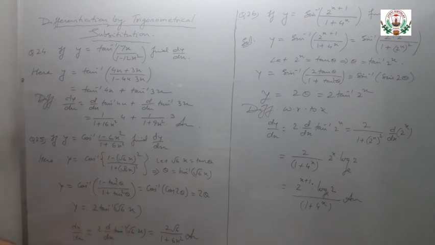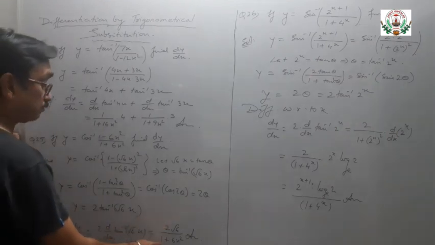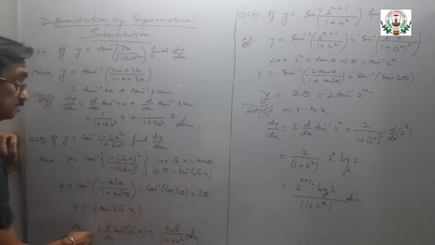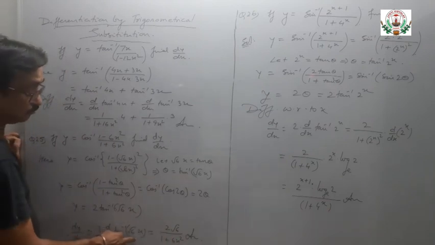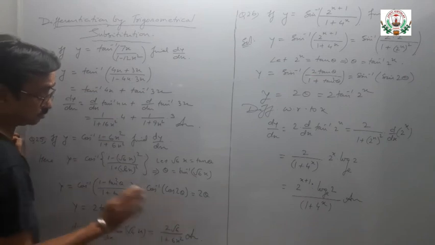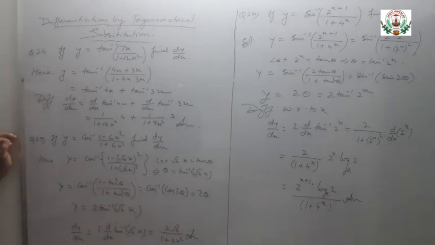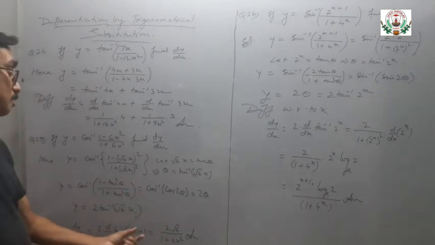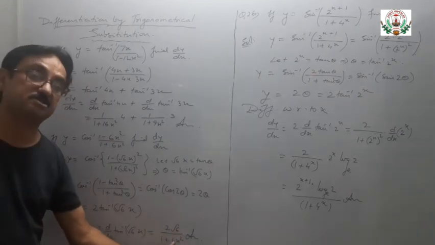Differentiating with respect to x now, 2 into d by dx of tan inverse root 6x, that will be 1 upon 1 plus 6x square. The 2 was already there, and d by dx of root 6x will be root 6 only, as d by dx of x is 1. So our final answer is 2 root 6 upon 1 plus 6x square.